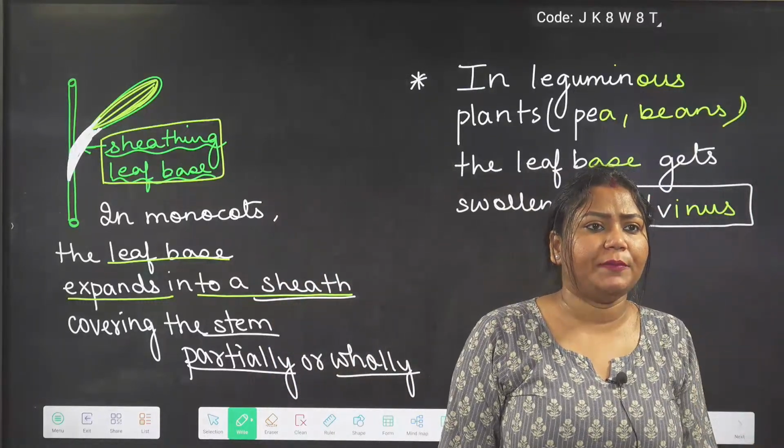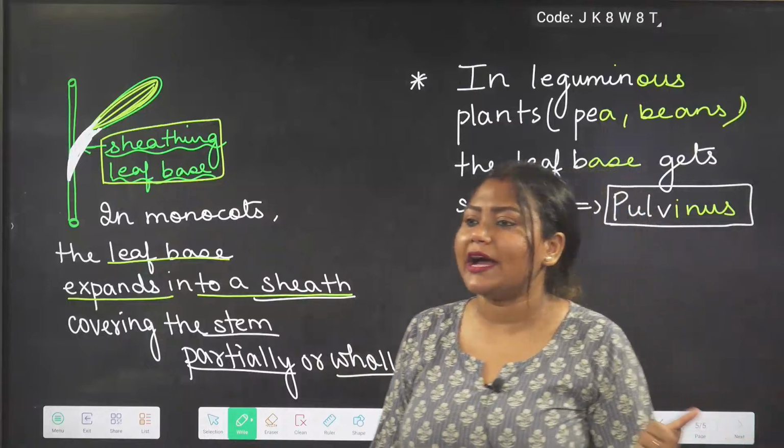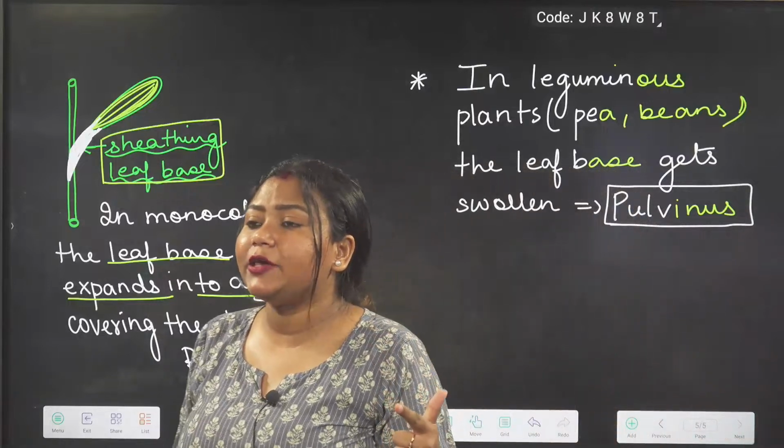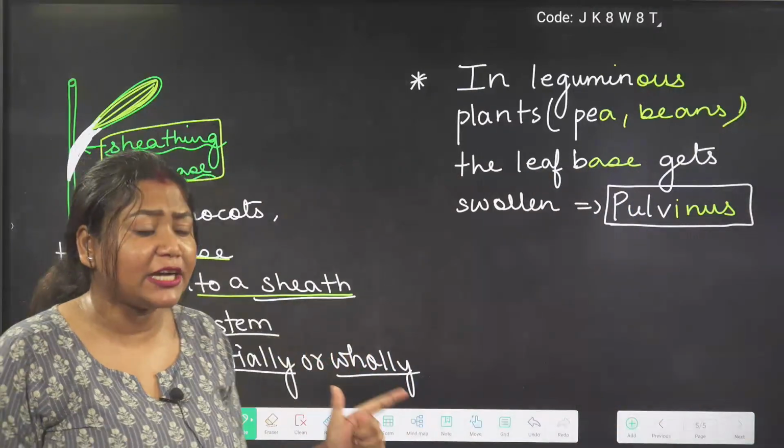So you should remember, in monocots you have sheathing leaf base. In leguminous plants the leaf base gets swollen.